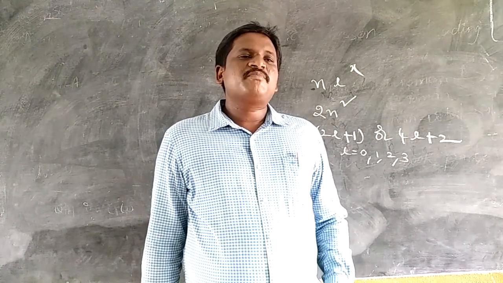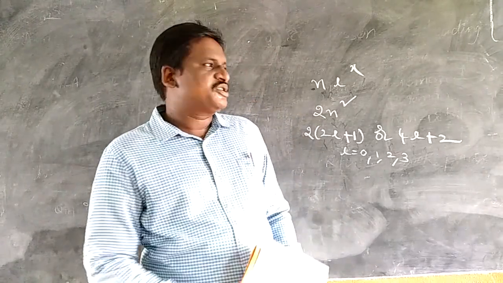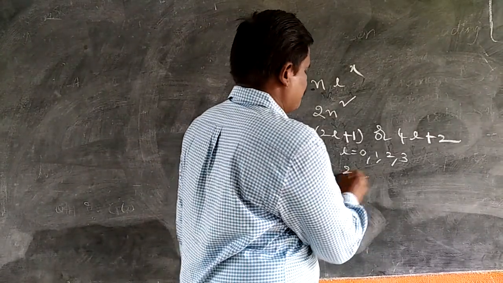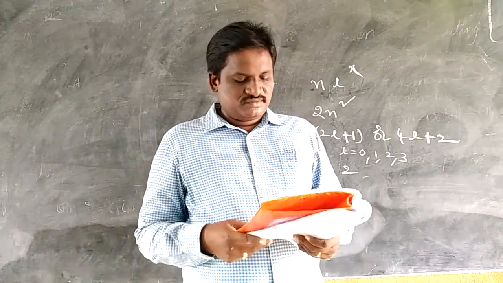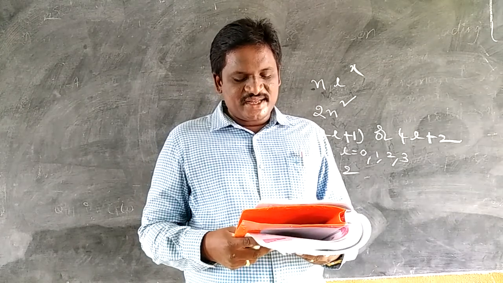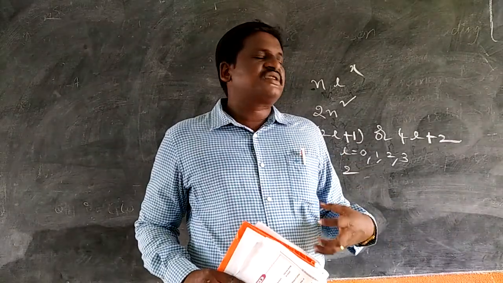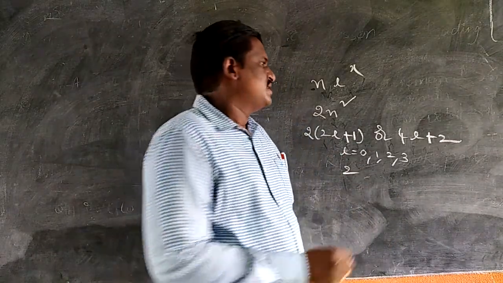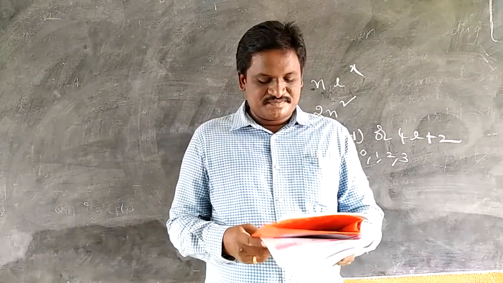Next one: What is the maximum number of electrons that can be accommodated in an orbital? Answer is 2. Orbitals can hold only 2 electrons. Fourth one: How many subshells are present in a principal energy shell? The number of subshells present in a principal energy shell is n, where n is the principal quantum number.